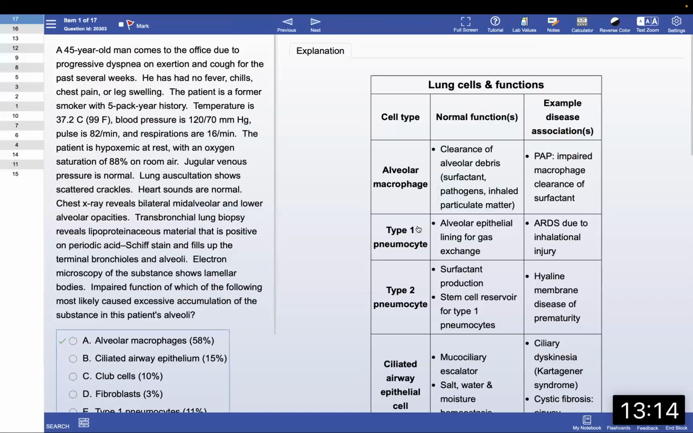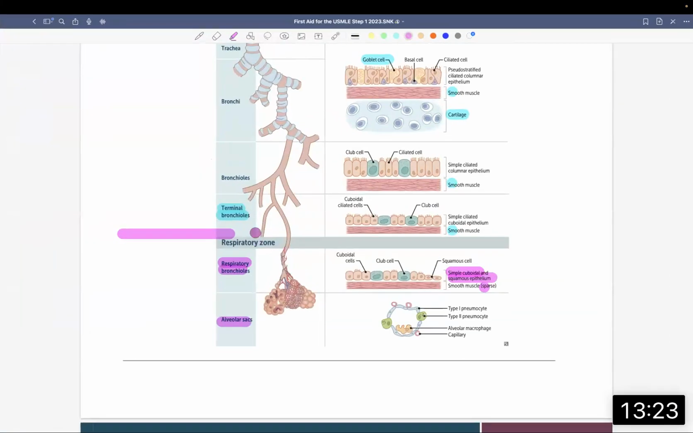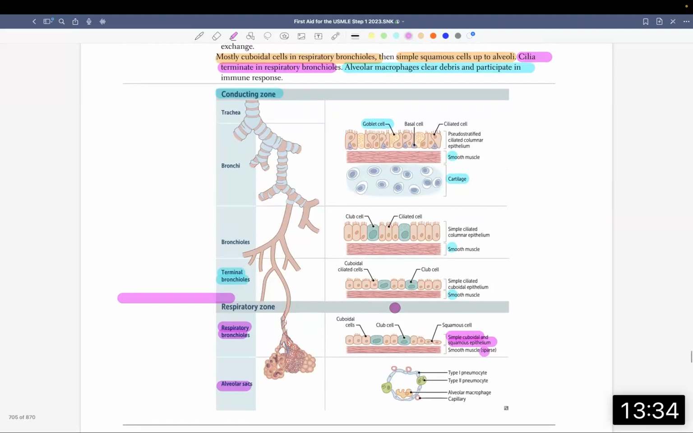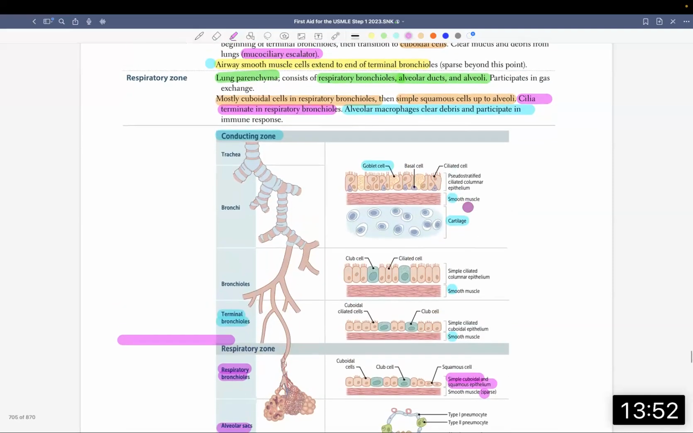What were you saying? Club and Clara cells start at the level of the bronchioles, and then they continue down to the terminal bronchioles and respiratory bronchioles. They stop at this level and are not present in the alveolus. That makes sense, since here we only have a single lining. So basically, all of the bronchioles have the club cell, also known as Clara cell. That Clara cell comes up in some pathology, so it is important.